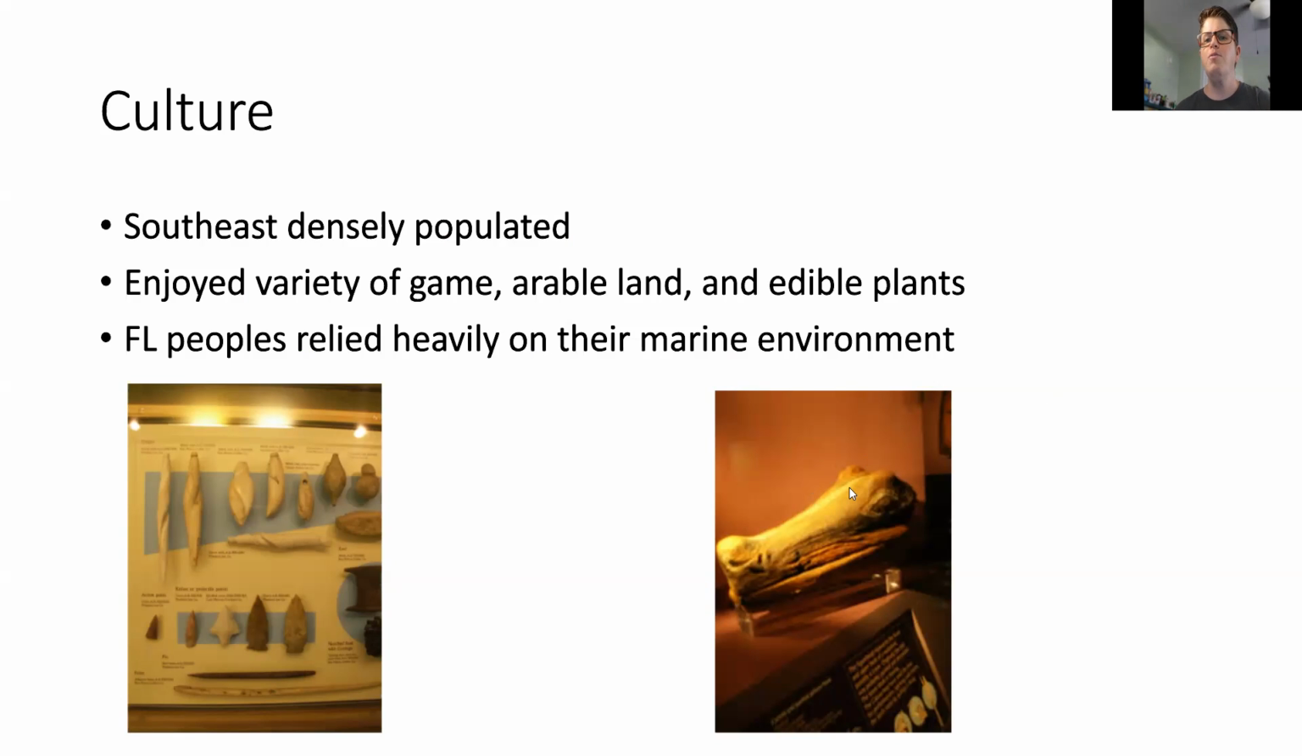So these two pictures are from the Calusa exhibit at the Florida Museum of Natural History. The left one shows the different shells and bones, things they used to make the tools they needed. And then over here on the right is a sculpture of an alligator head. I'm not sure what it's made out of. It's hard to see in the picture, and I can't remember from looking at it. But this head, it's artwork.